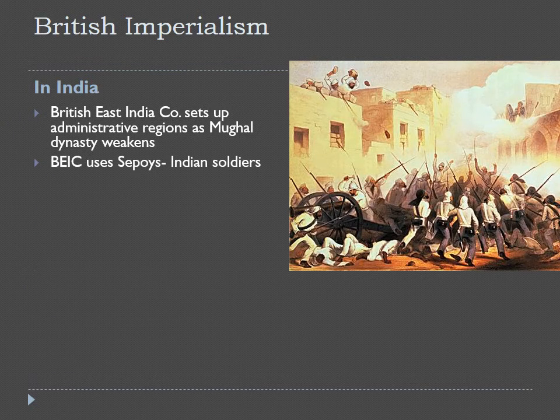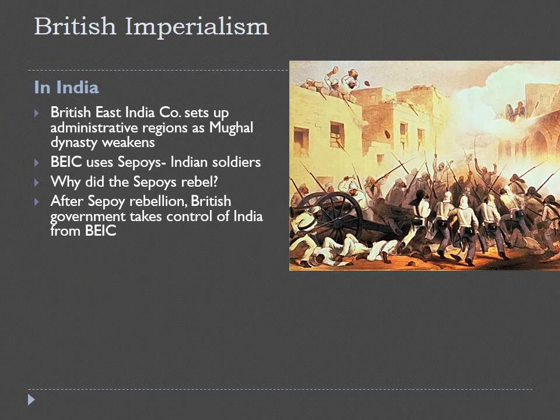The British East India Company uses sepoys, which are Indian soldiers. They say, hey, we'll work with you, we'll help you, let's get you guys free of the Mughal rule and the Dutch rule. And so the sepoys agree to fight at first, but they eventually lead a revolution, which is known as the Sepoy Rebellion. And the sepoys rebel, right, make sure you get this down.